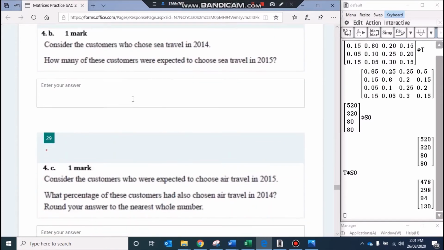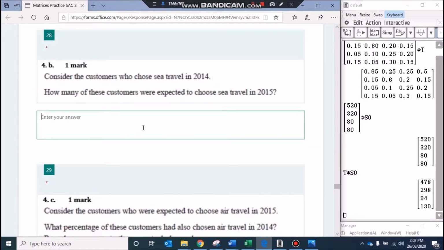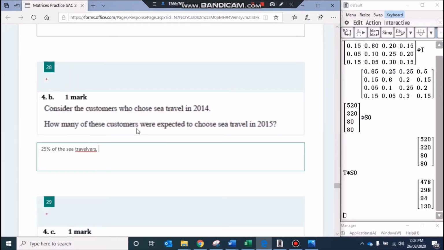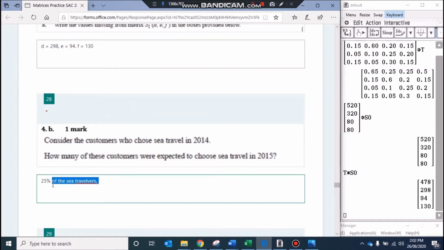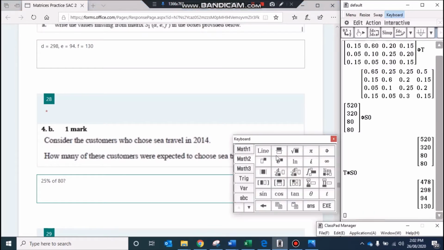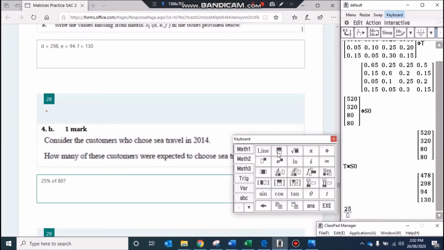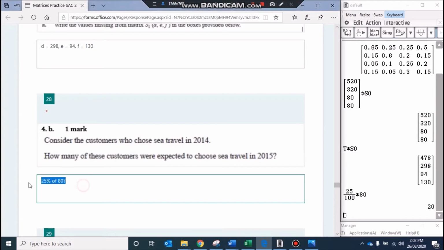0.25 as a percentage is 25%. So what it is, it's 25% of the sea travellers, but it doesn't ask for the percentage, it asks for how many. So we know that 80 people chose sea travel in 2014. So what this is really asking is, what is 25% of 80? As I like to do it, I could say 25% of 80 is 20. So I know 20 people were expected to choose sea travel again in 2015.